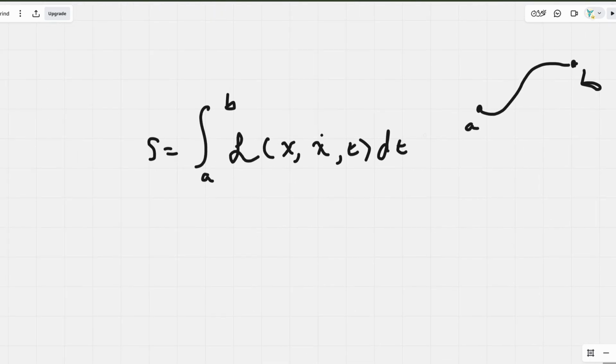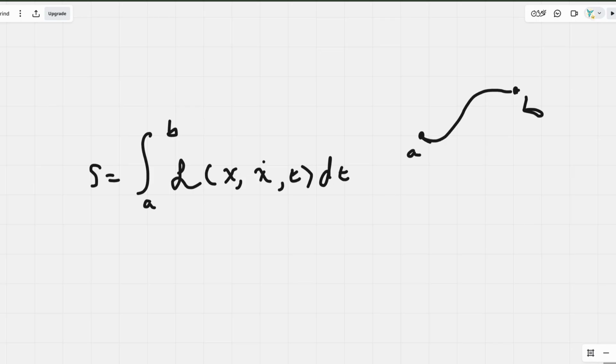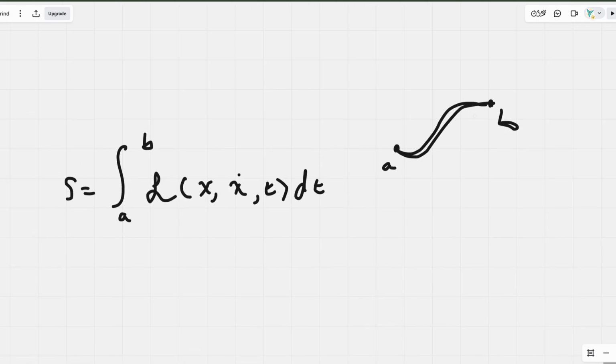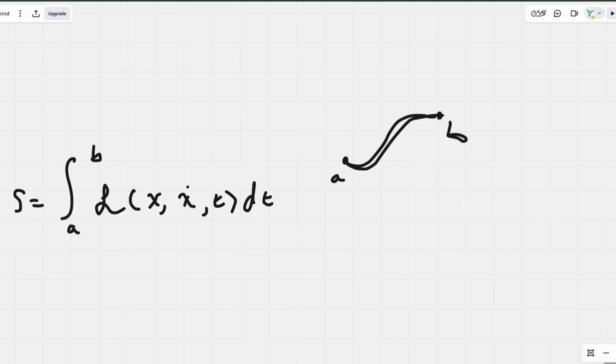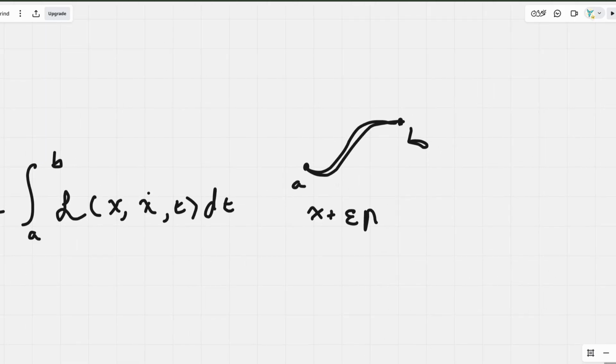Zero action is going to be if, let's say, we disturb the path a little bit. We add a little change in the path that we take. So that would be something like x plus an epsilon times a function eta. That's going to be our little deviation in our path. And if we take the derivative of x with respect to epsilon at epsilon equals 0, that's the variance of x.